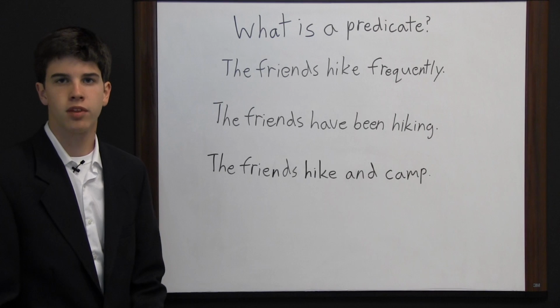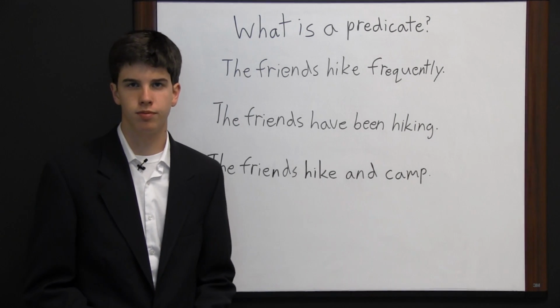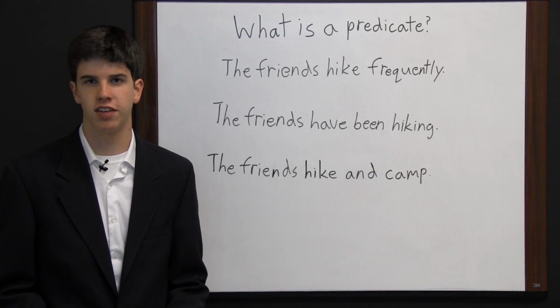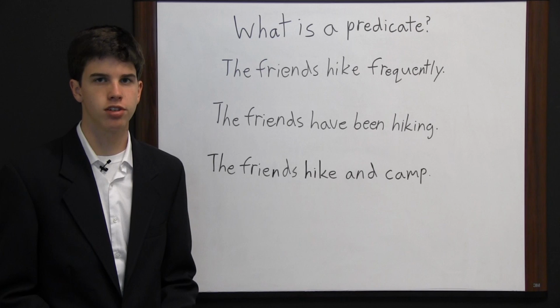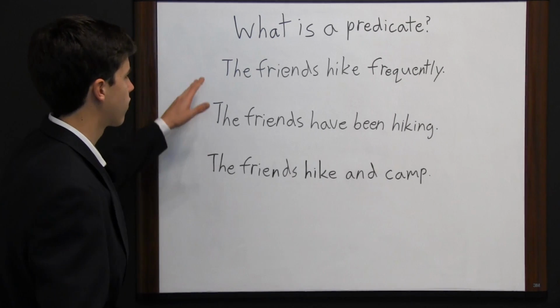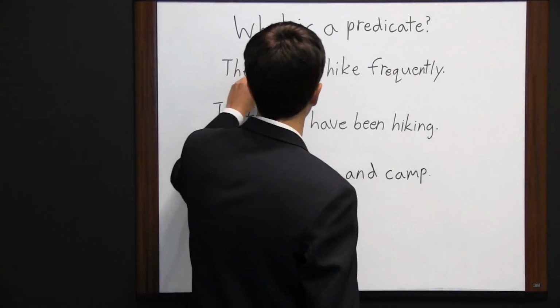What is a predicate? Well, a predicate, along with the subject of a sentence, makes a sentence whole. The subject of a sentence tells who is going to do the action of the sentence, and then the predicate tells what that action is going to be. Take a look at this first sentence. The friends hike frequently. The subject of this sentence is friends.